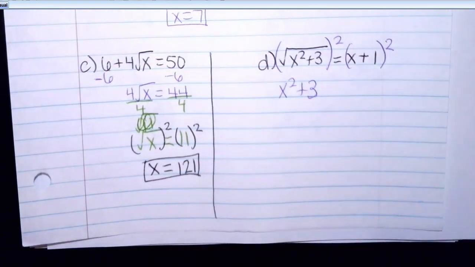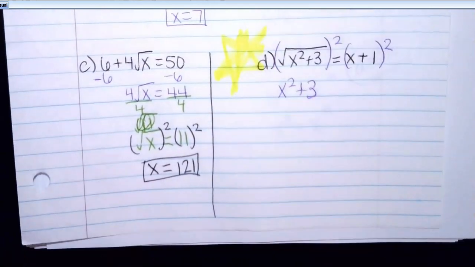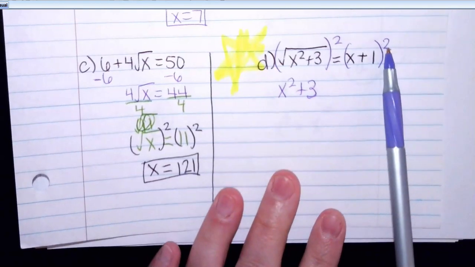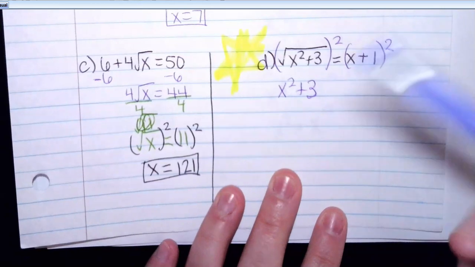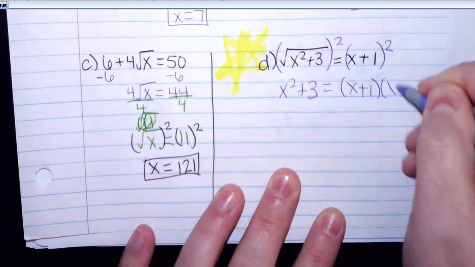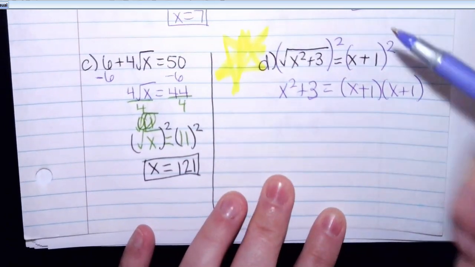Now, this is, I know I keep trying to say this to you guys, so like a little star here: remember, you cannot distribute this exponent anytime there's adding or subtracting. Not good. When you square something, it means you multiply it by itself. So this problem is actually going to require a little FOIL here.